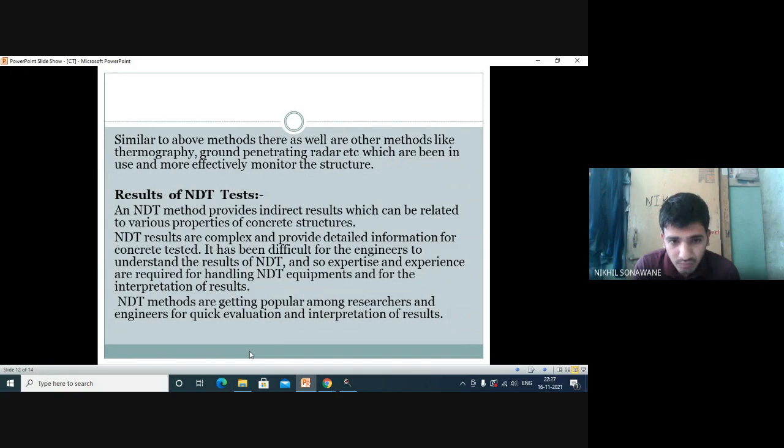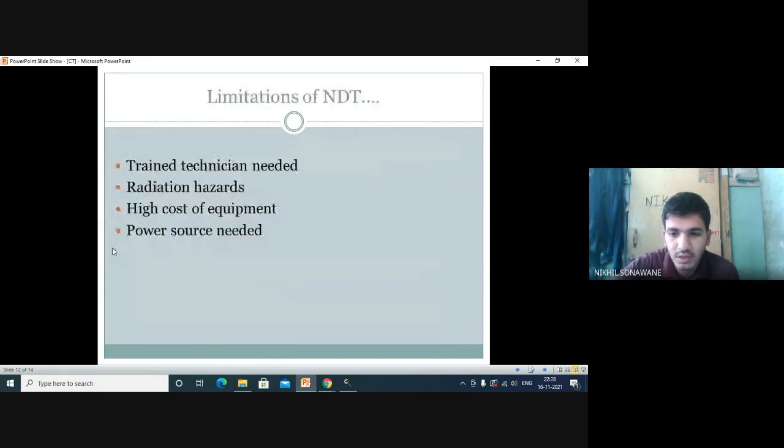So the results are complex, but they give detailed information, and because of its complexity, high expertise is required. But in a detailed manner we get results from this test. And it is difficult for the engineers to understand these results. So expertise is needed for the engineers in this field to interpret the results. And this method is becoming more popular among the researchers as well as engineers for its quick evaluation and interpretation of the results.